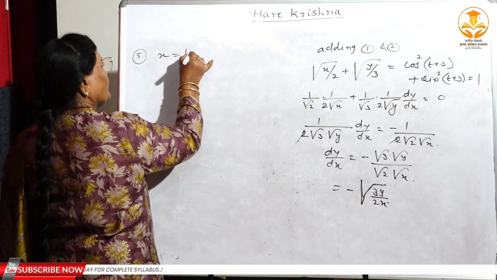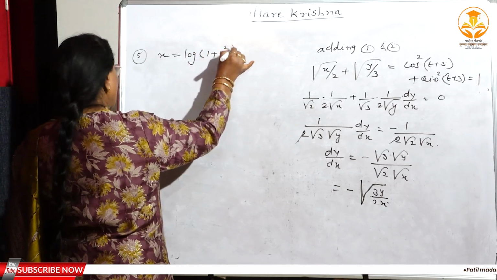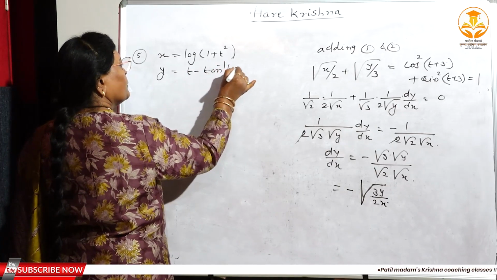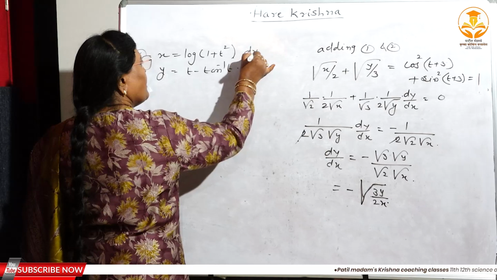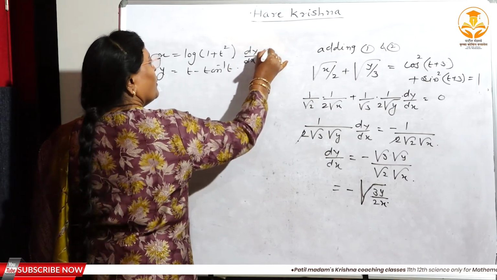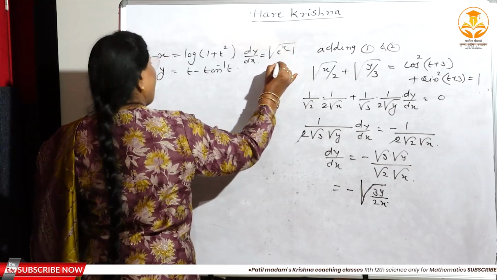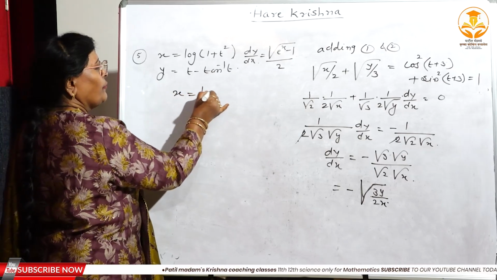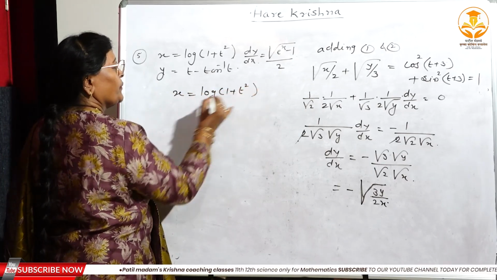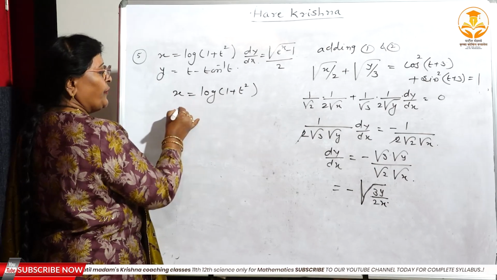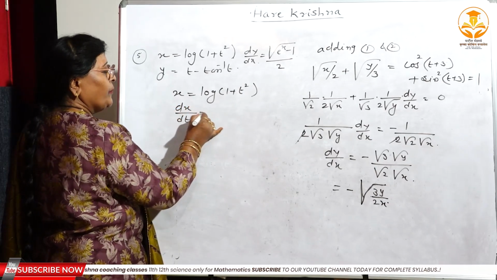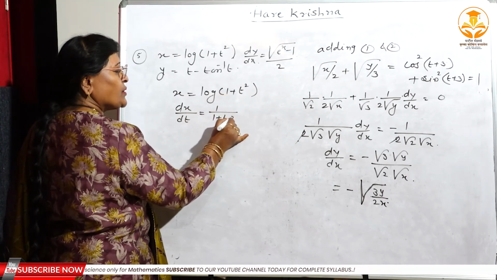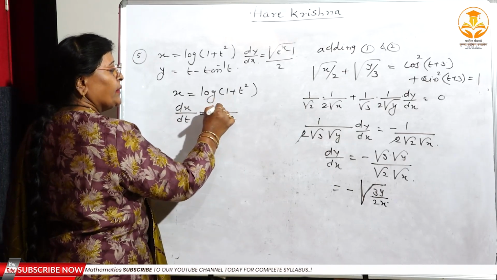x is equal to log of 1 plus t square. Here y is equal to t minus tan inverse of t, isn't it? And you have to prove that dy by dx is equal to root of e raised to x minus 1 divided by... Again see here, x is equal to log of 1 plus t square. x is a function of t. Differentiate with respect to t. dx divided by dt. Again apply the chain rule. The derivative of log u is 1 by u, means 1 upon 1 plus t square, and the derivative of t square is equal to 2t.